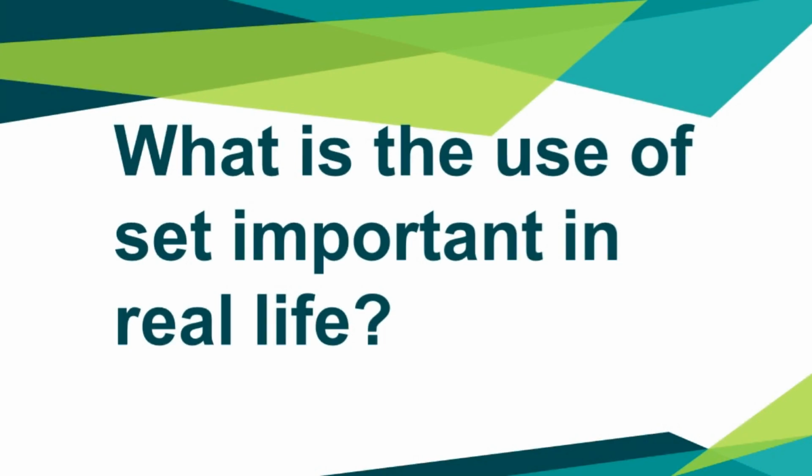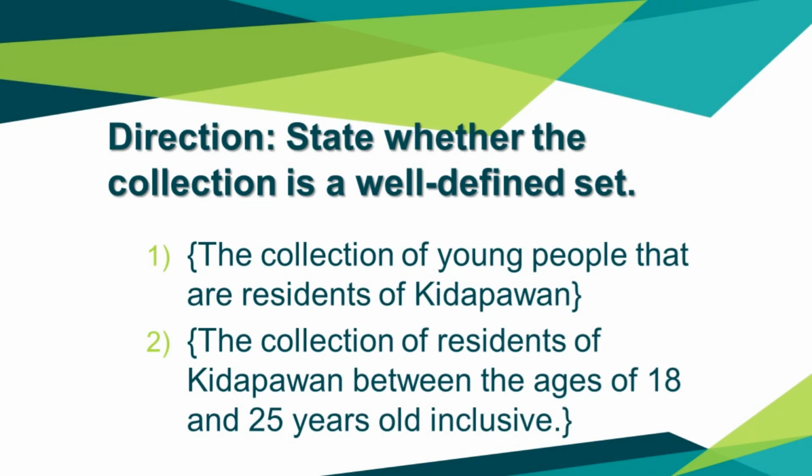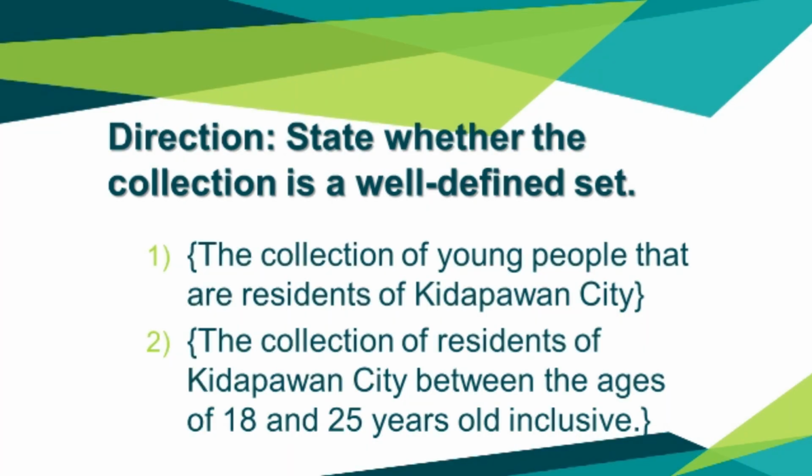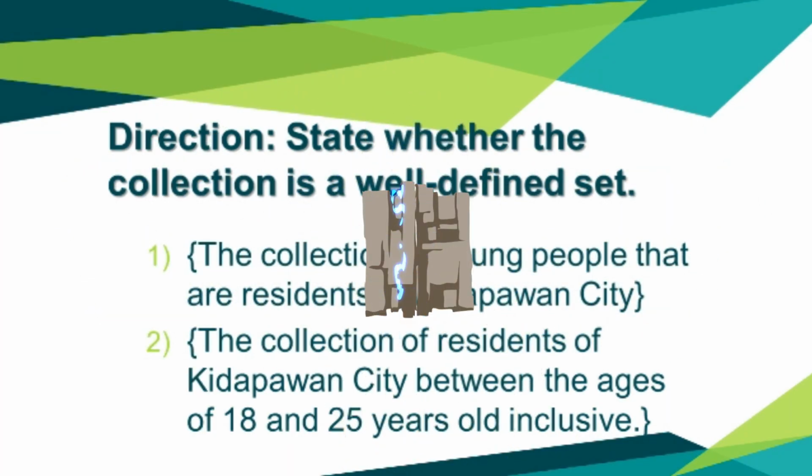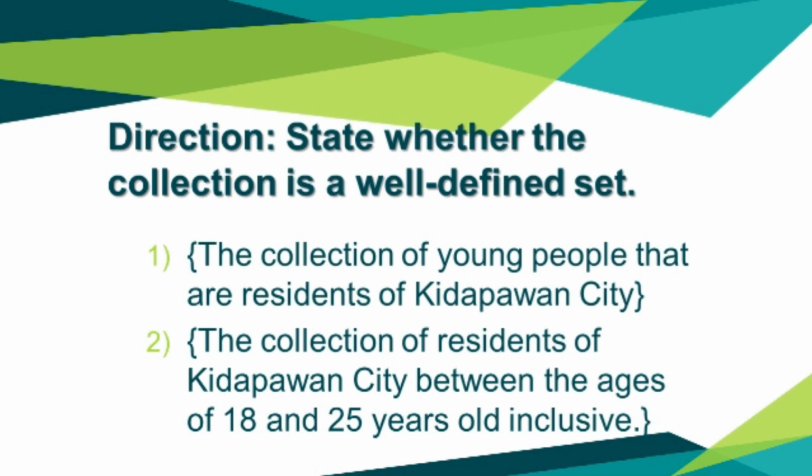Now it's your turn. State whether the collection is a well-defined set. Number 1: the collection of young people that are residents of Kidapawan. Number 2: the collection of residents of Kidapawan between the ages of 18 and 25 years old inclusive.